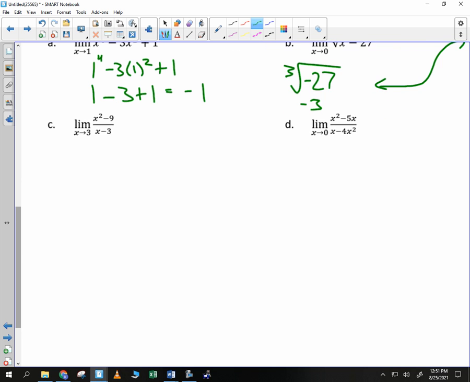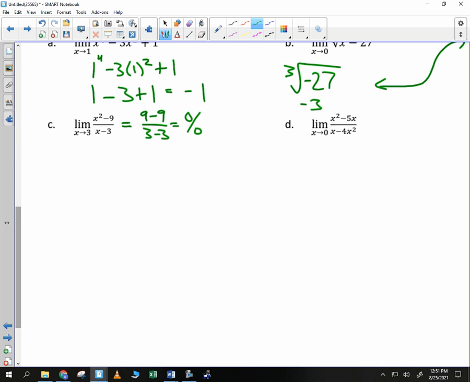X squared minus 9 over x minus 3, limit as x approaches 3. Okay, we have a rational function here. We go ahead and plug in 3, and we get 9 minus 9 over 3 minus 3. That is 0 over 0. 0 over 0 is not undefined. It's what we refer to as indeterminate. We're going to calculate what 0 over 0 is in this situation.